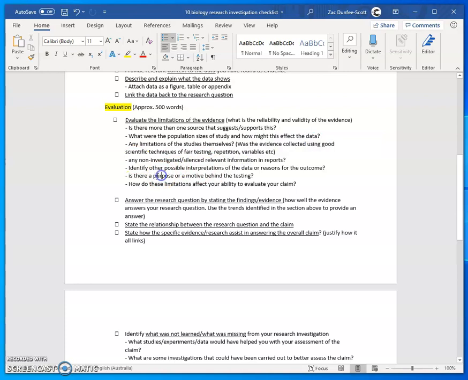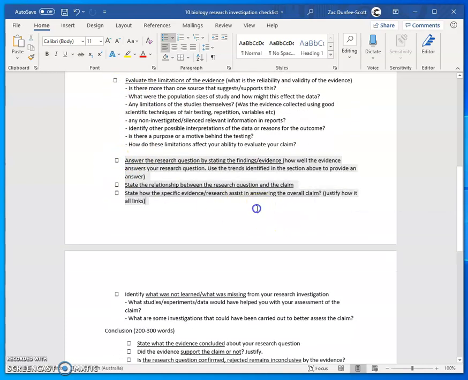Is there foul play going on? What other ways could there be possible interpretations or reasons for the outcomes of this data? Is there anything else that is going into giving us this evidence somehow? And how do these limitations affect your ability to evaluate the claim? So, the limitations of the evidence, major section.